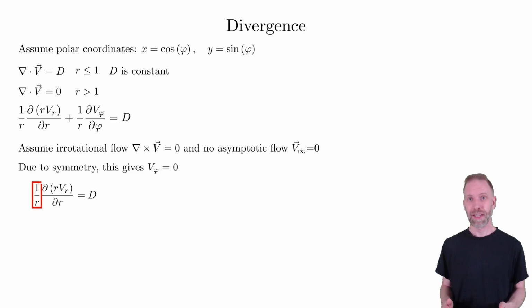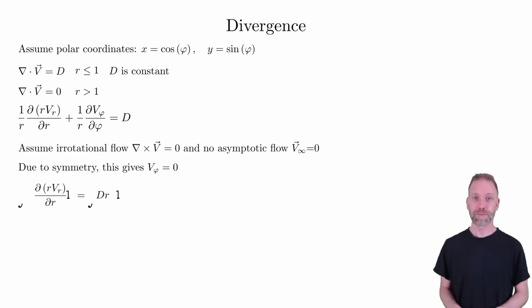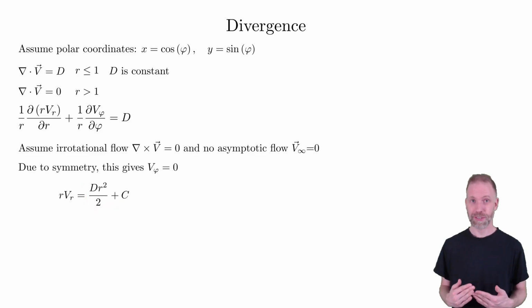To solve this, start by multiplying with r and take the integral on both sides. The integral over a derivative is the function itself. And this is the integral over a polynomial. Remember to add the integration constant c. We can divide by r.